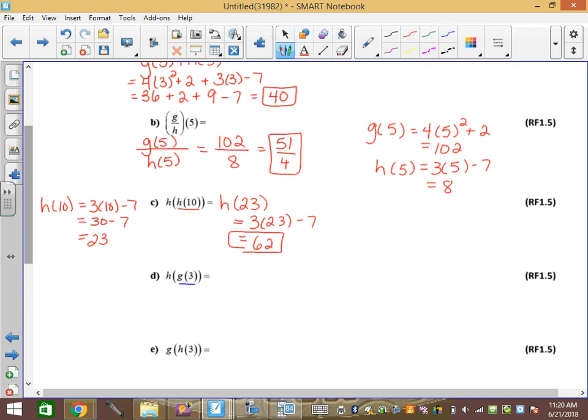I'm going to do g of 3 off to the side. So I fill into the g formula. 4 times 3 squared plus 2, which is 38. So now I know g of 3 equals 38, so I can fill in 38 for g of 3. And now I have to find h of 38. So I'm going to do 3 times 38 minus 7. I'm going to fill 38 for all the x's in h. And then 3 times 38 minus 7 is 107.